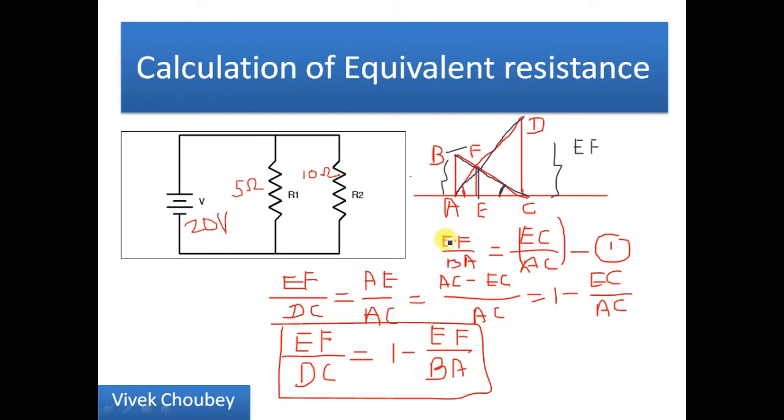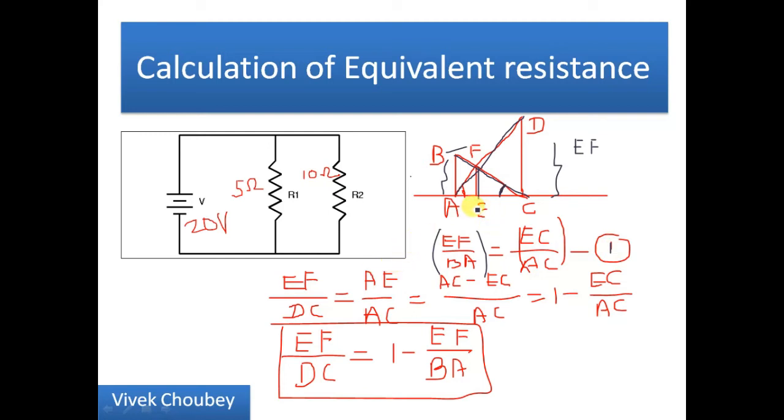So from the theory of similar triangles, we know the ratio of altitude of both the triangles is equal to the ratio of base of both the triangles. So by that we can say that EF upon BA is equal to EC upon AC. See, EF upon BA, altitude of the triangles, is equal to EC upon AC. Okay, so take it as the first equation.